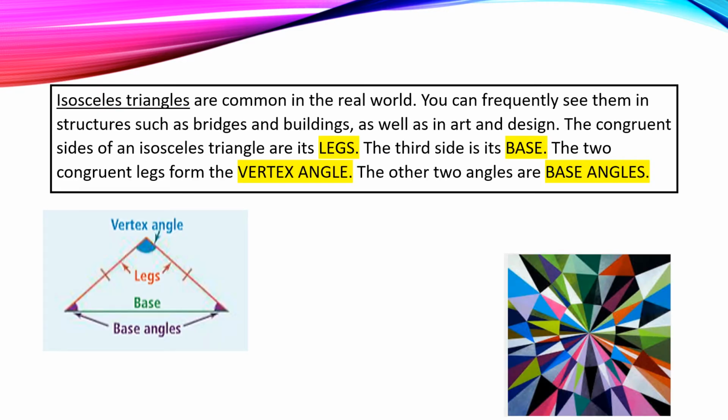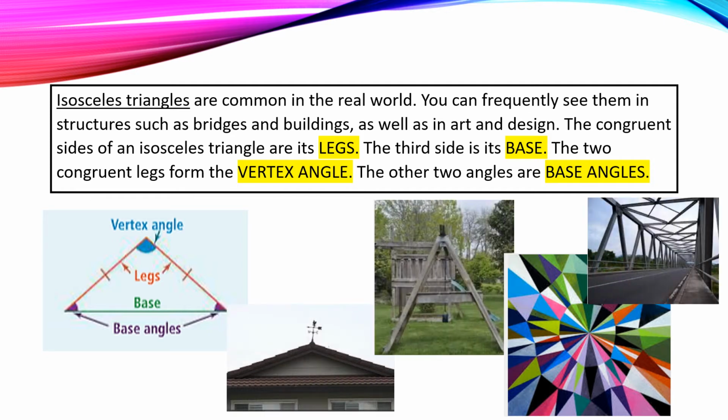Isosceles triangles are common in the real world. You can frequently see them in structures such as bridges and buildings, as well as in art and design. The congruent sides of an isosceles triangle are its legs, and then the third side is its base. The two congruent legs form the vertex angle, and the other two angles are base angles. So make sure that you highlight or underline them, and that you understand what those are on the picture especially. As you can see, there are a lot of examples in the real world with isosceles triangles.